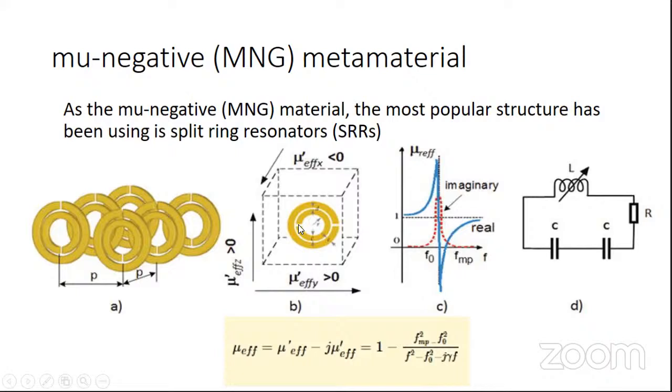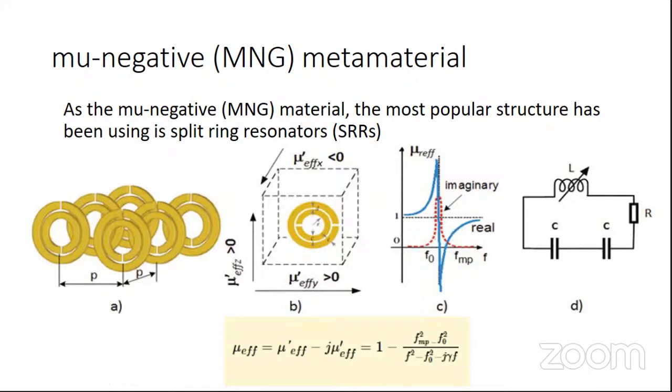The gap between the inner and the outer ring acts as a capacitor. This gap D acts as a capacitor, while the rings, or the loops, form the inductors. Thus the combination of the two rings acts as an LC resonator circuit as shown. The permeability of this particular structure is given by this formula, 1 minus this entire expression.